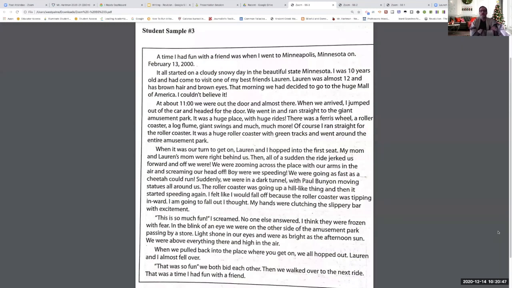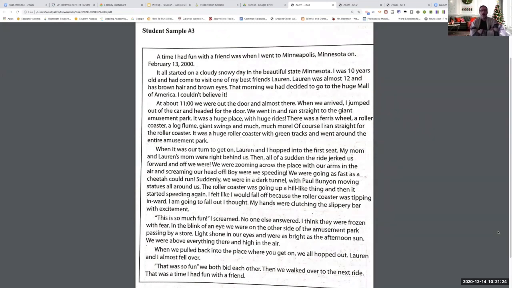We were zooming across the place with our arms in the air and screaming our head off. Boy, were we speeding. We were going as fast as a cheetah could run. Suddenly, we were in a dark tunnel with Paul Bunyan moving statues all around us. The roller coaster was going up a hill-like thing, and then it started speeding again. I felt like I would fall off because the roller coaster was tipping inward. I'm going to fall out, I thought. My hands were clutching the slippery bar with excitement. This is so much fun, I screamed. No one else answered. I think they were frozen with fear.